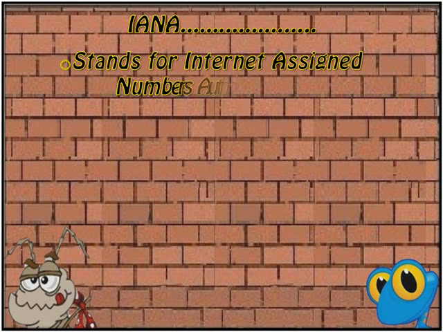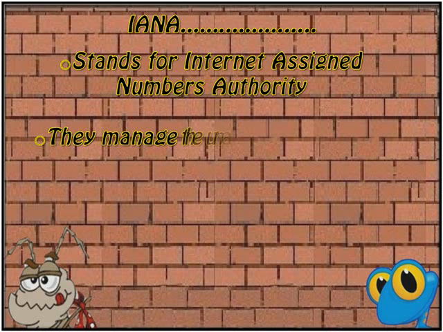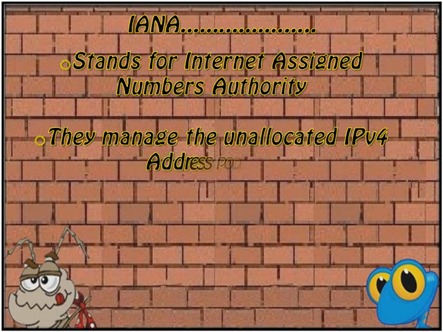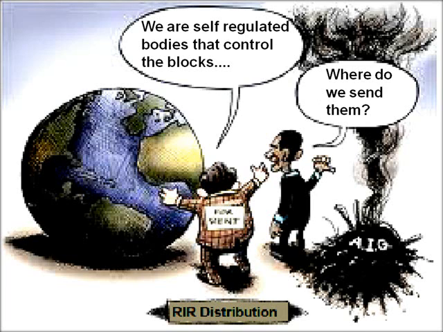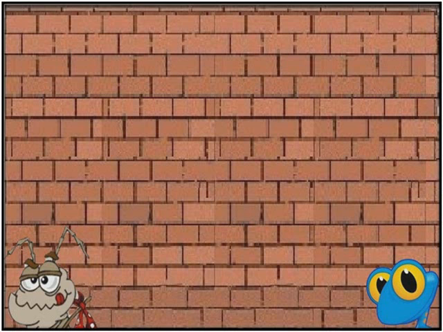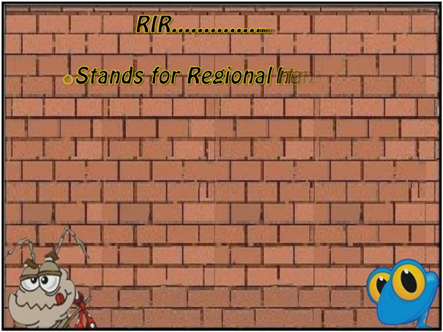As we have already talked about the points shown, let's move on to the RIR. The RIR is the distribution phase, who are self-regulated bodies that control the blocks given by the IANA and distribute addresses to ISPs. They use set allocation policies to help them with their assigning process. RIR stands for Regional Internet Registries. Let's move on.